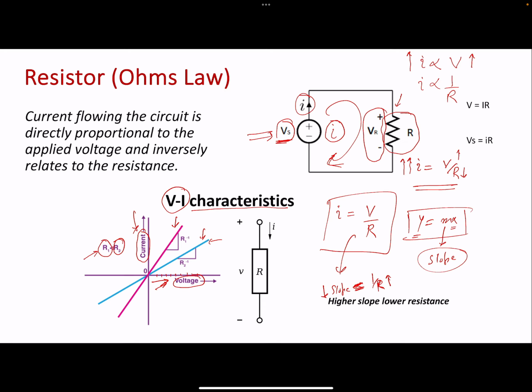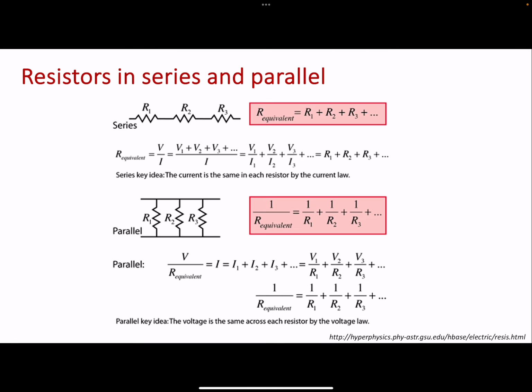You can also have a VI characteristics here, which is the plot of the voltage versus the current. In a plot where your x-axis is voltage and y-axis is current, the slope of the linear curve represents the inverse of the resistance, or the slope represents the conductance, right? So yeah, please understand this basic thing. Okay, moving on.